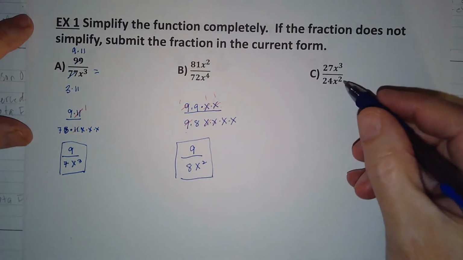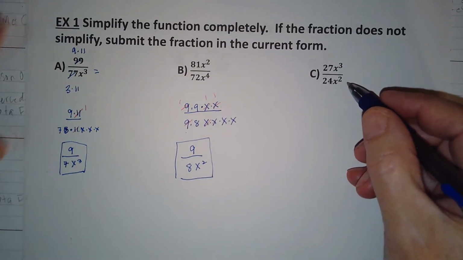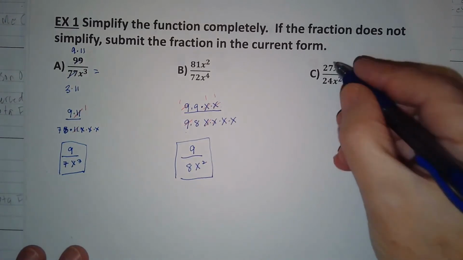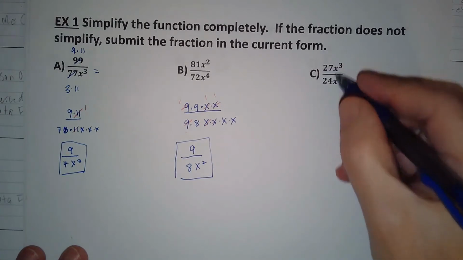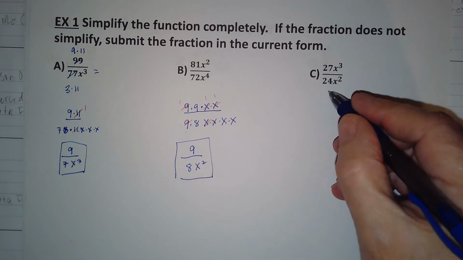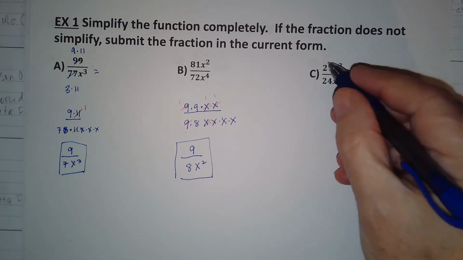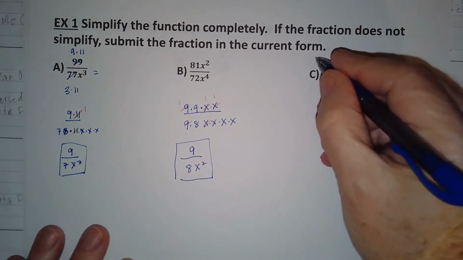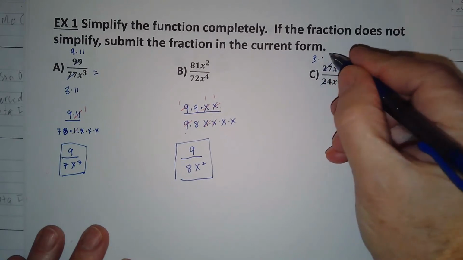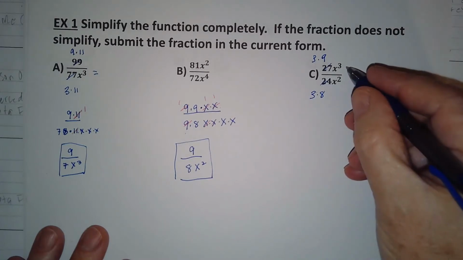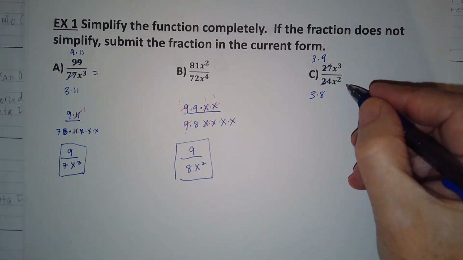And then the last one we have here, the last monomial, is 27x cubed. And 27, let's see, we've got 3 times 9 is 27, and 24 is 3 times 8. Let's just show that here. So 3 times 9 is 27, and this is 3 times 8, right? And this is x to the 3, and this is x squared.